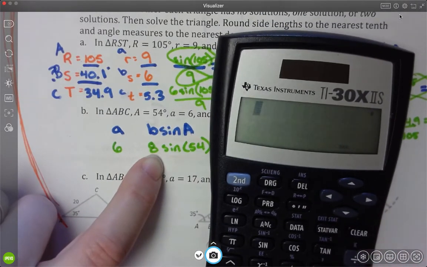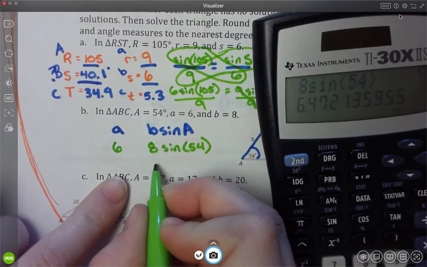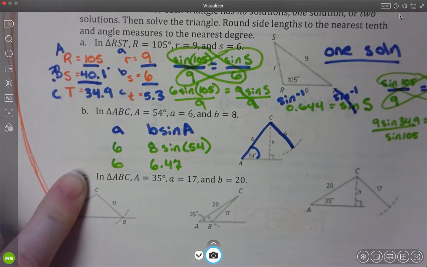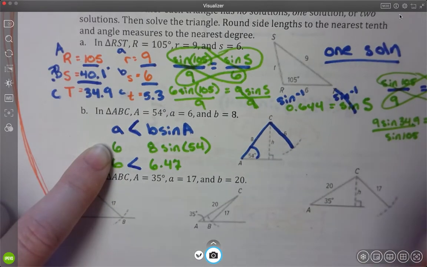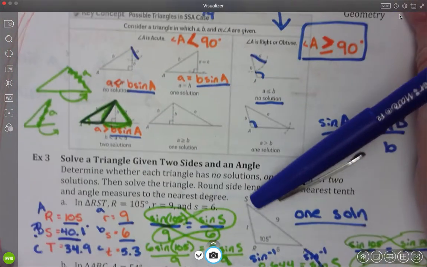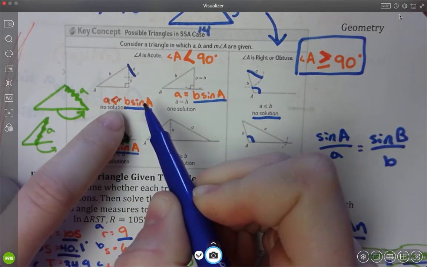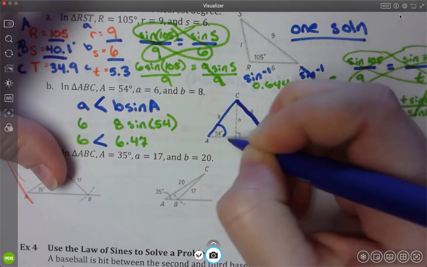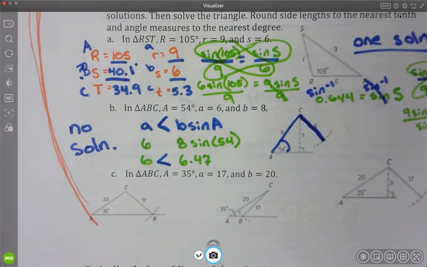And if we do 8 times sine of 54, we find that this is 6.47 and this is 6. So what I have in relationship to each other is that a is less than B sine of A, because 6 is less than 6.47. So I go back up to my flow chart, and a is less than B sine of A, which means I will have no solutions. Like the drawing suggests, this side right here is not going to be long enough to touch down on this side, so there are no solutions. I couldn't even solve this if I wanted to, right?